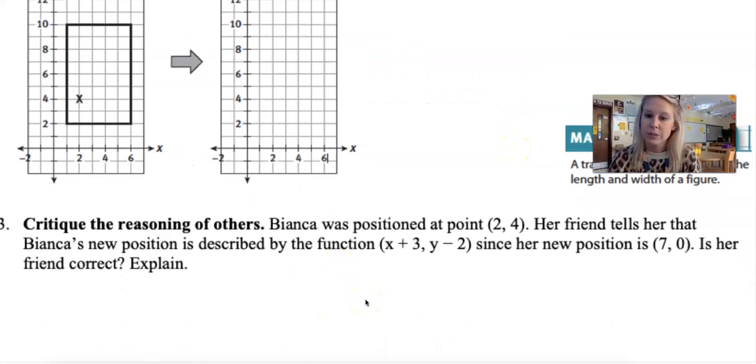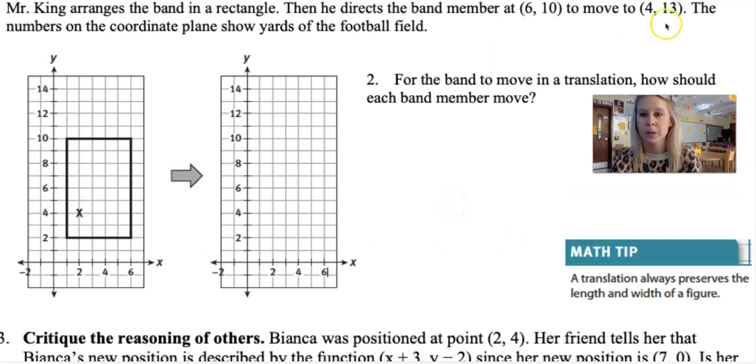Bianca was positioned at (2, 4), which is the X on the graph. Her friend tells her that her new position is described by the function (x + 3, y - 2), and her new position is at (7, 0). Is her friend correct or incorrect? Tell me why or why not. Okay, so work on 2 and 3 based off this information, and then we'll go over our answers.